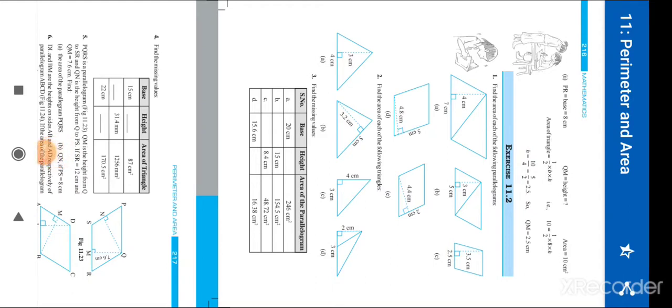Good morning everyone. Today we are going to start exercise 11.2 of class 7th. In this exercise we will deal with the problems related to the area of parallelogram and triangle. So before we start this exercise we will discuss the area of parallelogram and the area of triangle.